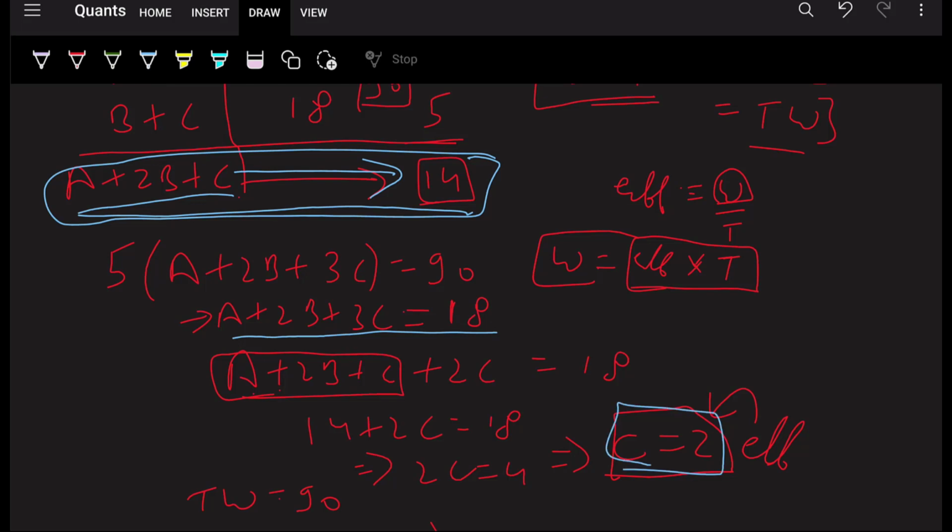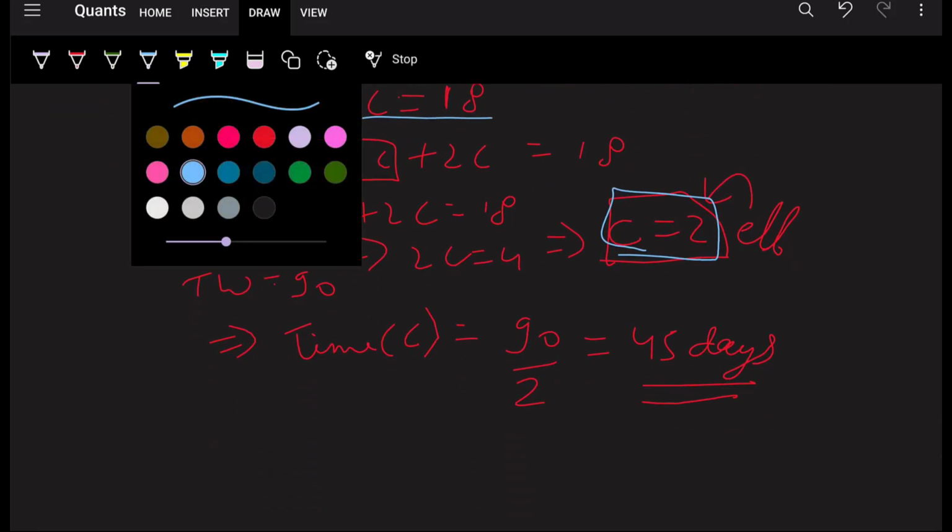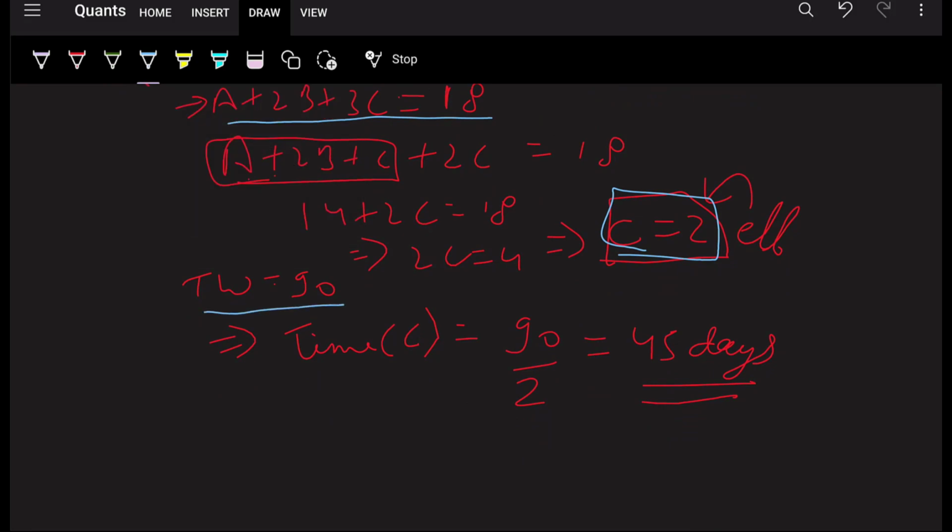Now this is the efficiency of C. So now the total work is 90 and the efficiency of C is 2. Then the time taken by C will be equal to total work upon efficiency of C, which will be 90 divided by 2. So it will be 45 days, and it is our answer.